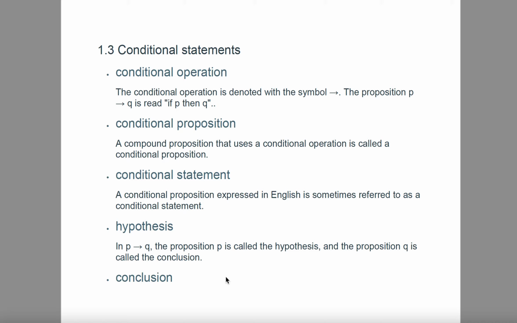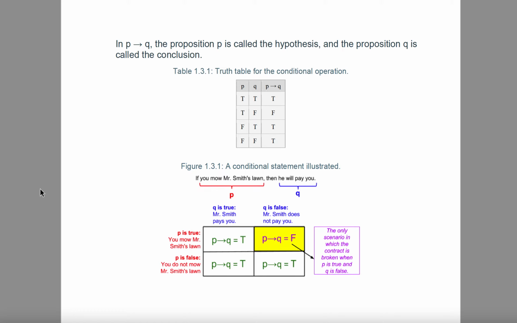A hypothesis is essentially, in if P then Q, the proposition P is your hypothesis, where you're just assuming something, and then the proposition Q is the conclusion, which is what you're trying to prove. So in if P then Q, you have your truth table for conditional operations. We've already done this.